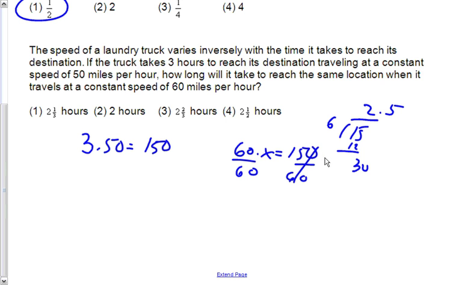And we have our wonderful answer of, there we go. As long as it's right. Okay. So, does it make sense that it takes less time if you go faster?